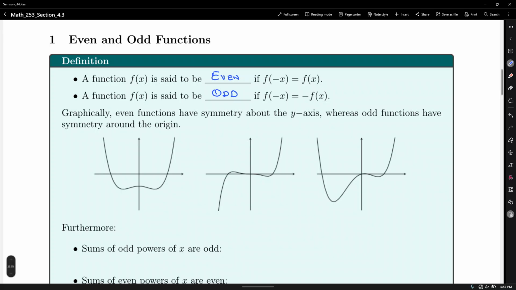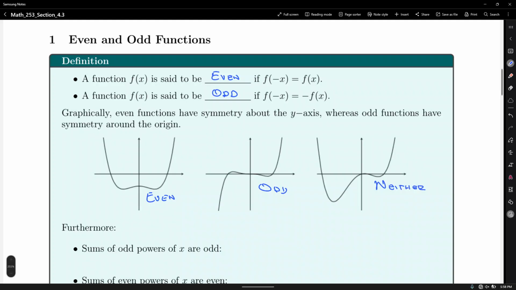So if we look at these three graphs right here, which of the graphs is the even one? The first one, right? This is the even one. What about the second one? Even or odd? This is odd because of the symmetry about the origin. And the third graph, it's neither. All right.